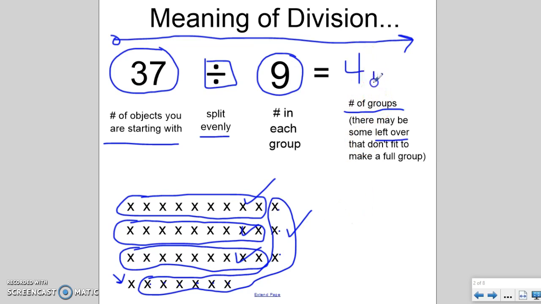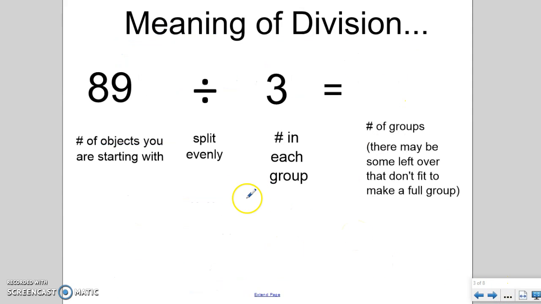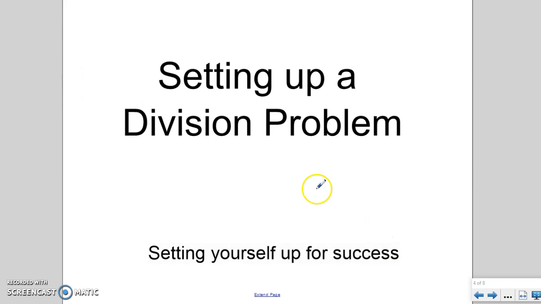But now I need to somehow show that there's that one left over. So that's what we call a remainder. So we would write 4 with a remainder of 1. Now that wasn't too hard to show as a picture, but there are times when the amount of objects that we're starting with, in this case, if I have 89 students, I don't want to draw 89 students. There has to be another way for me to do this other than drawing a picture. And so that's when we actually have to set up a division problem.